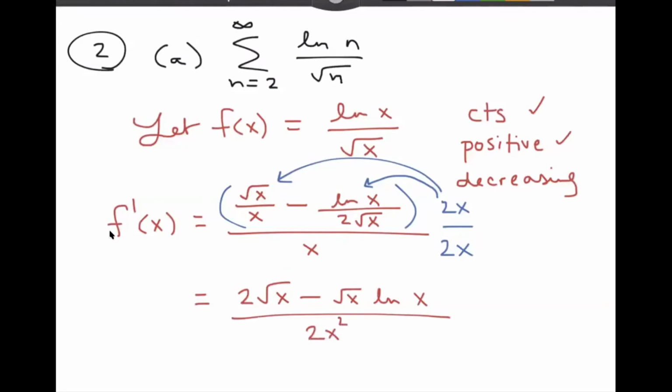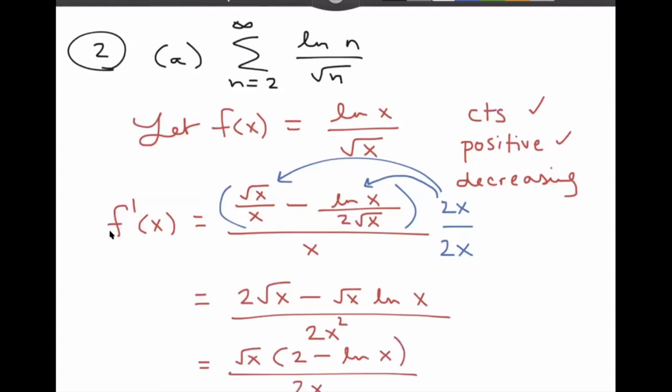All right, and again, the question is: is this first derivative negative, or is it at least eventually negative? And to see that, I'm going to factor square root of x out of the top. That's going to leave me with 2 minus natural log x.